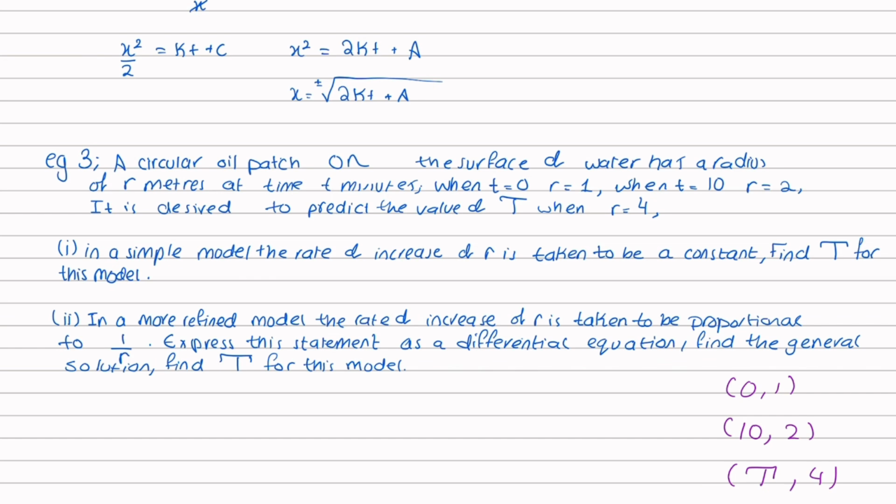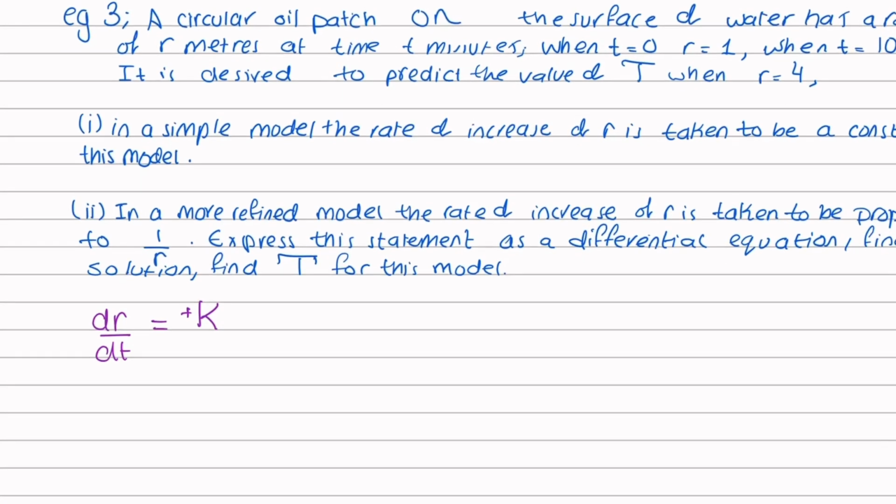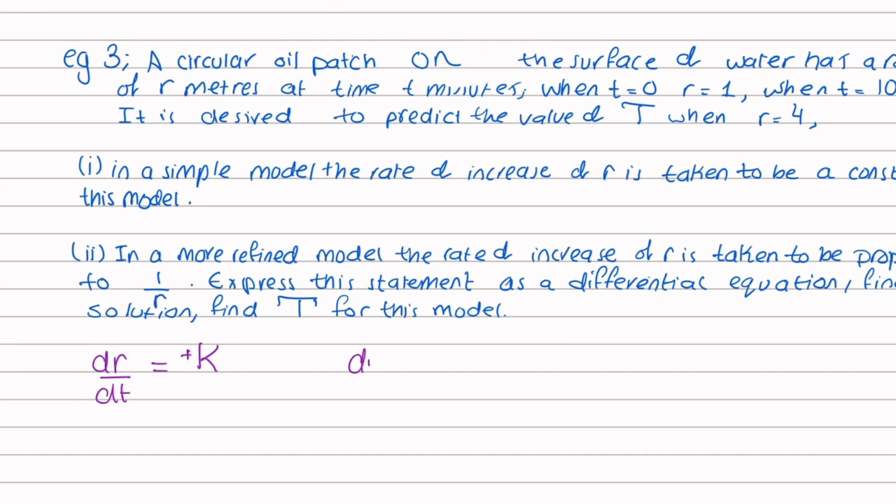This is example number 1, or relationship number 1, which we talked about when we said that dr on dt, or the rate of change of something, is a constant, and since it's increased, it's a positive constant. Given this, in order to find t, we're first going to need to find the general solution, in order to plug in the r to solve for t. So to do this, it's pretty simple.